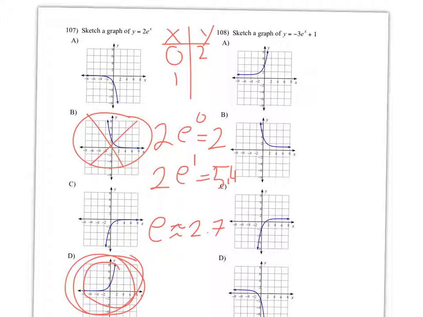Similarly, for negative 3e to the x plus 1, I want to talk about how you might do this without even plugging in points. If you know that plus 1 should be your VA, okay, that one's okay, that one's okay, that one's okay, that one's okay. Oh, no. All four of those are okay for that.